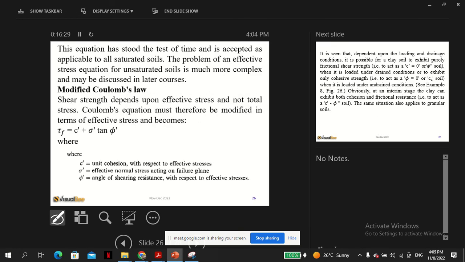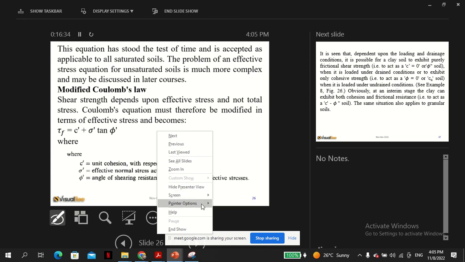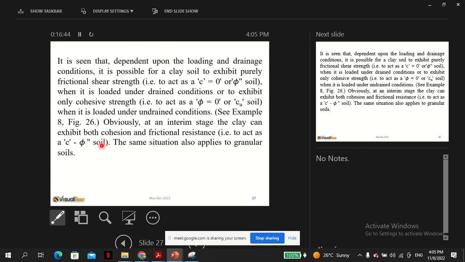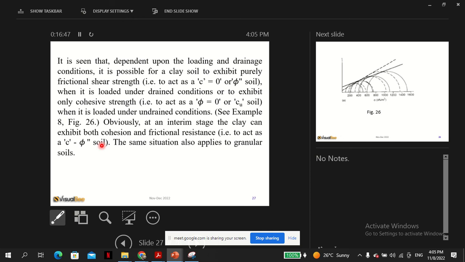Okay, let's finish this first. The shear strength depends upon the effective stress and not the total stress. Coulomb's equation must therefore be modified to this. It is seen that, depending on the loading and drainage conditions, it is possible for a clay soil to exhibit purely frictional shear resistance, to act as a c equals 0 or phi soil.